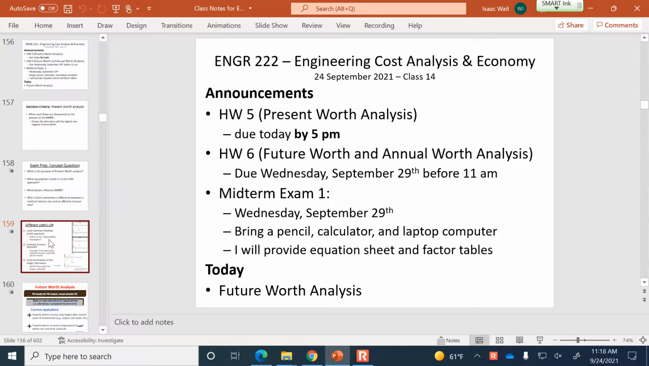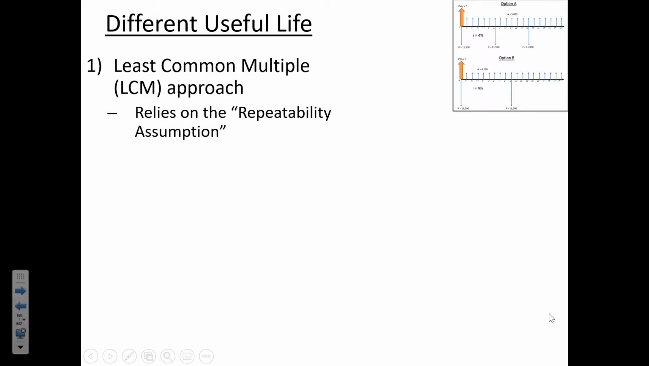Okay, so different useful lives. You can't compare option A and option B if they cover a different number of years. The reason is that, remember, the time value of money means that money in the future has a different value than money today. If one alternative is going to last for 6 years and another for 8 years, then those years in the future that the other alternative is earning money aren't accounted for in the perspective of the first alternative. So we have to have some way of making it the same study period.